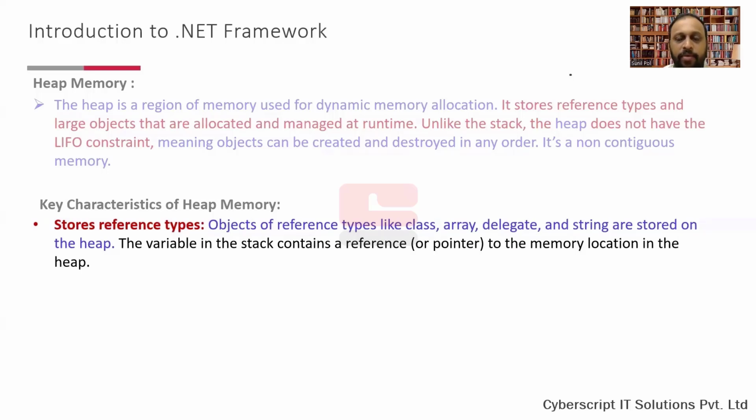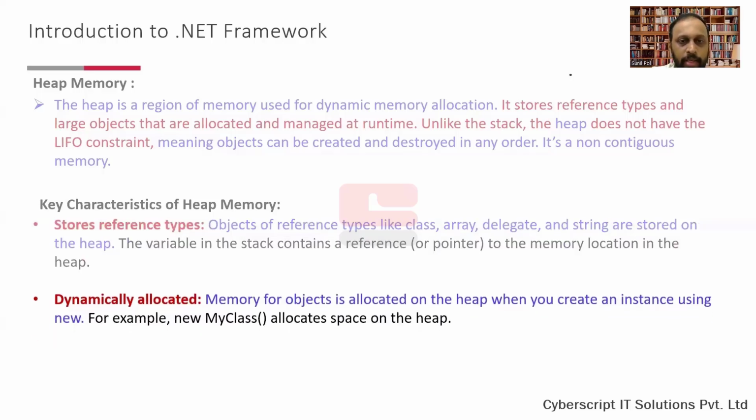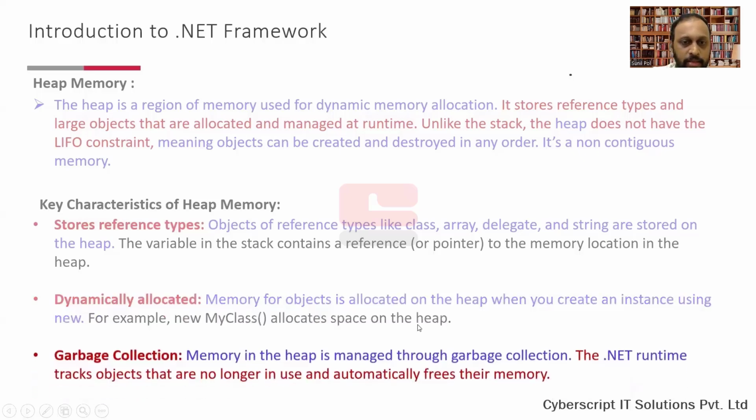In the previous diagram, we discussed that the reference variables would be stored on the stack memory. These are the pointer variables which are pointing to the memory location where the exact object is stored on the heap memory. So it will store the memory address of the object which was stored on heap memory. Dynamically allocated: memory for objects is allocated on the heap when you create an instance using the new operator. For example, suppose we have MyClass and we are creating the object of that class by using the keyword new over here. That will allocate the memory on heap instead of stack.